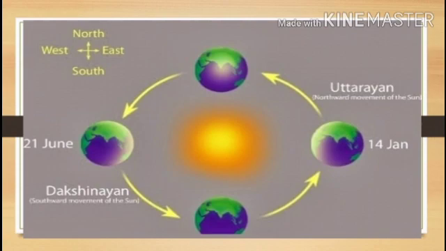The position of the rising sun keeps on moving towards the south in the period from 21st June to 22nd December. This period is called Dakshinayan. From 22nd December to 21st June, the sun keeps on moving towards the north. This period is called Uttarayan. The revolution of the earth around the sun and the tilted axis of the earth are the two factors responsible for the apparent movement of the sun.